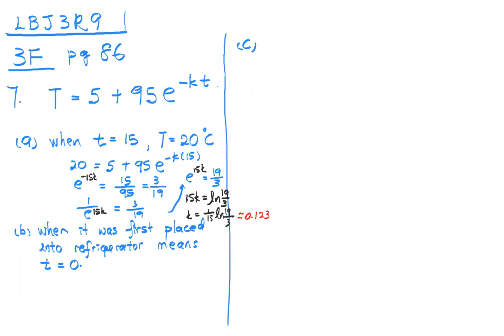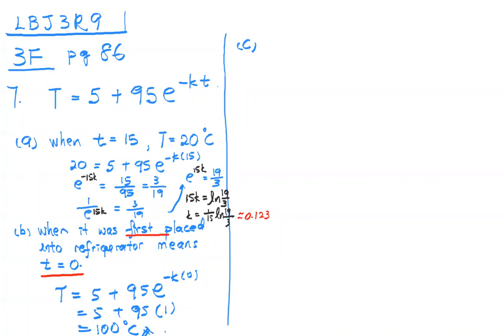Now they say, what was the temperature of the liquid when it was first? So the word first means this. So now T, temperature equal to 5 plus 95 e to the power of negative K times 0. So this is 5 plus 95 e to the power of 0, which is 1. So the initial temperature is 100 degrees Celsius.